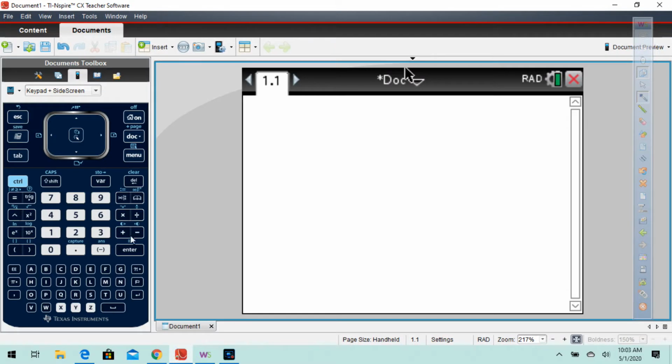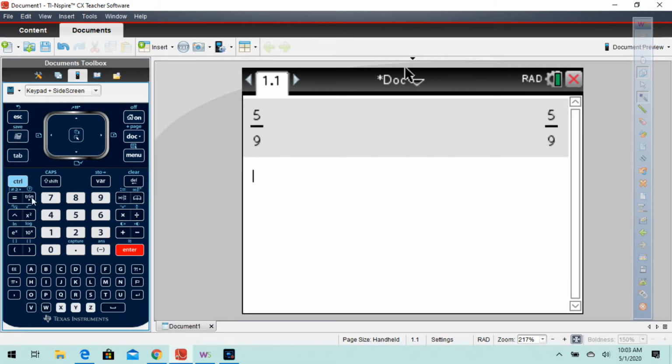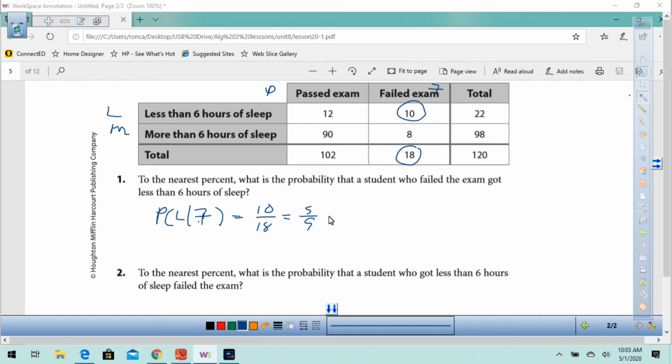Let's go to our calculator. That's 0.56, or approximately 0.56.